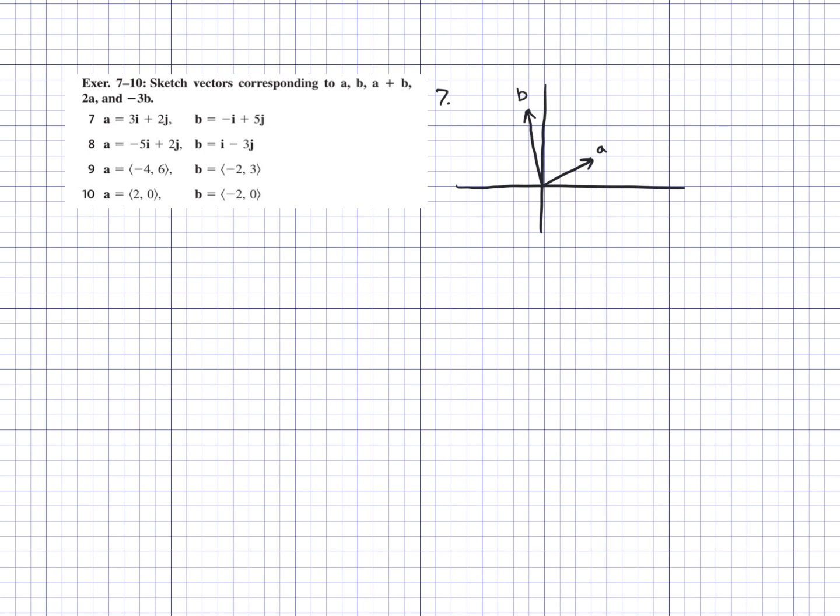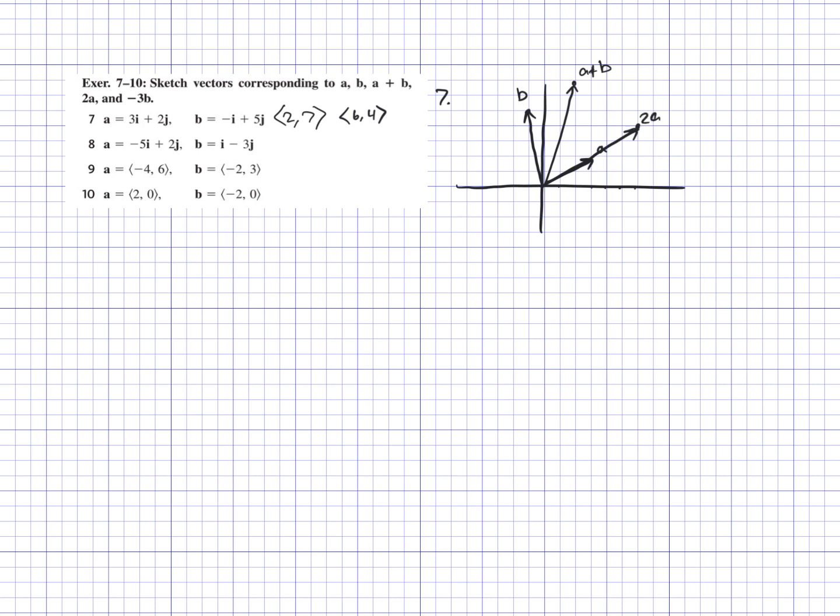And now we're supposed to do A plus B. So A plus B is 3 and negative 1 is 2. And 2 and 5 is 7. So 2, 7. So this would be A plus B right here, which is the diagonal of a parallelogram. And now do 2A. 2A is 6 and 4. So 1, 2, 3, 4, 5, 6. 1, 2, 3, 4. And notice it's the exact same line. So this would be 2A.